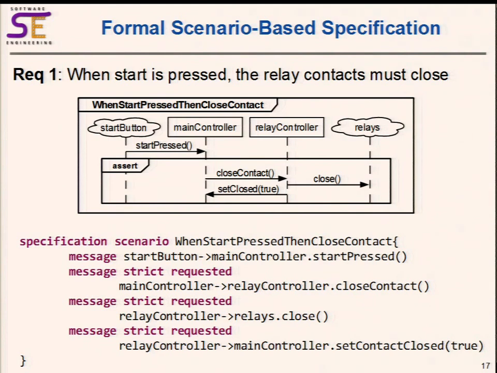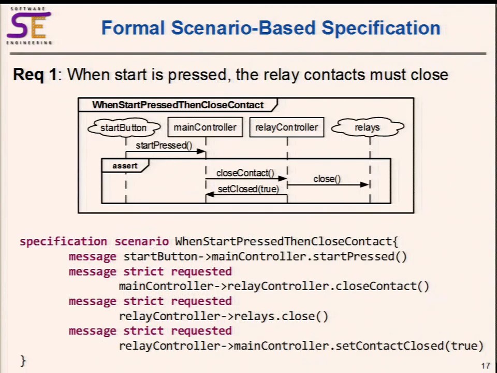So we have messages here, which say from this object, start button, or role, to the main controller, start pressed sent. So this is essentially the same as the message. And we use certain modalities for the messages to express that a certain strict order of messages has to be kept. And also we have a requested keyword which says that this message must occur at some point. So if you're expecting this message and it's requested, it's not valid if this message is never sent.